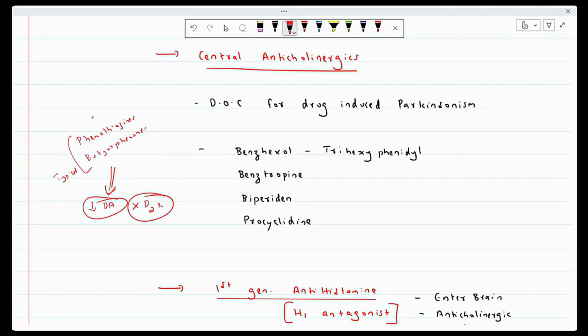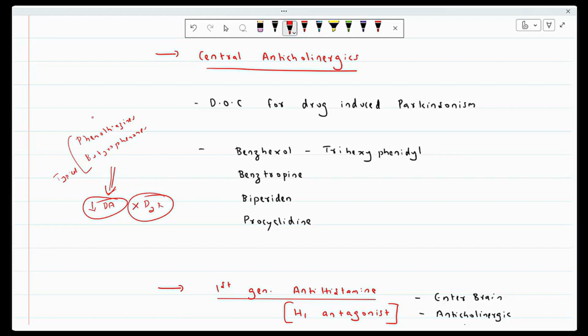So when the D2 receptors are blocked by these antipsychotic drugs, can you give levodopa? Can you give a D2 agonist? Because the receptor is already blocked. Even if you give levodopa, it gets converted to dopamine, but dopamine cannot act on the D2 receptor because the antipsychotic drug has already blocked it. You cannot give bromocriptine or pramipexole, ropinirole because the D2 receptor is already blocked. So what is the next strategy?